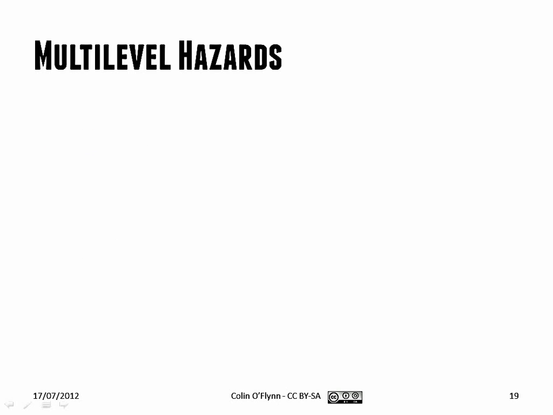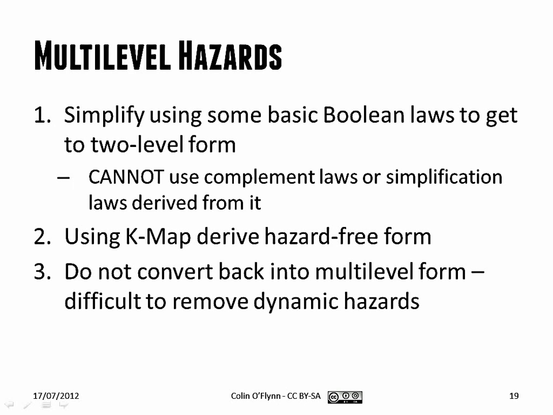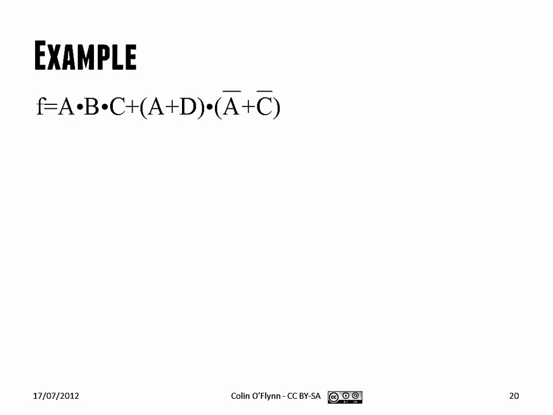So to fix them, all we do is take the equation we're given of the circuit and reduce it down to a 2-level form. And then we do the same process and you're done. When you're doing this, don't use the complement laws or many of the simplification laws that have been derived from it. So basically, for the most part, what you can do is use the distributive laws.